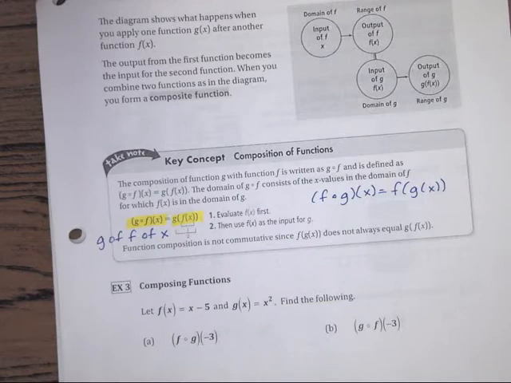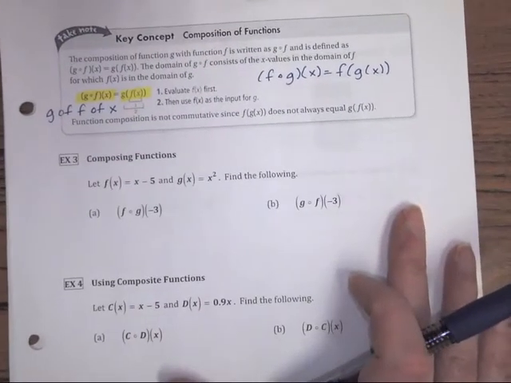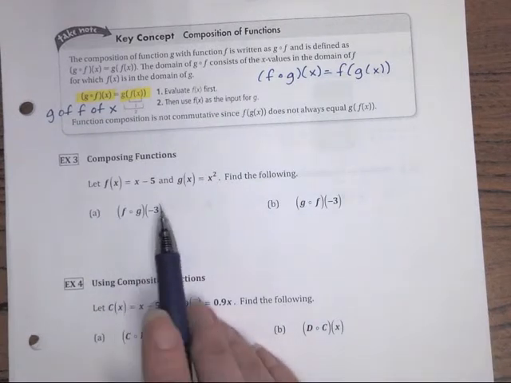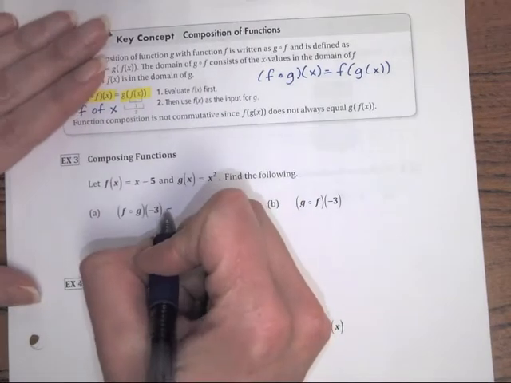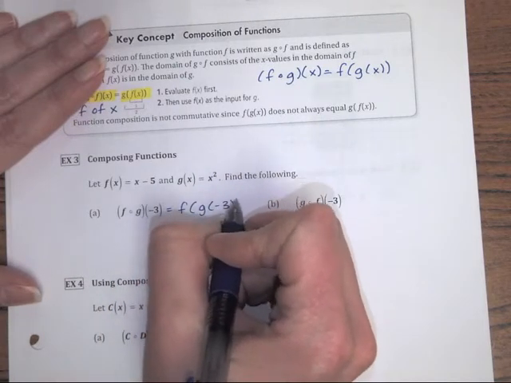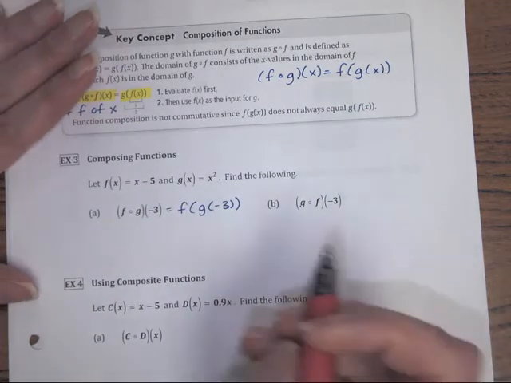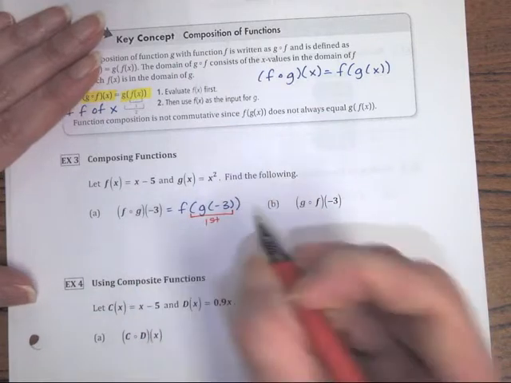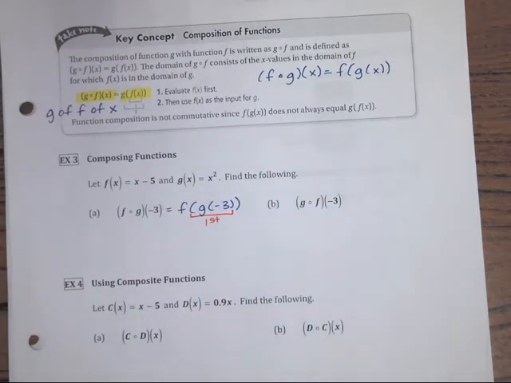First of all, we're going to do this with numbers, which is easier. And once we do it with numbers, we're going to do it with variables, which is a little bit harder. All right, so let's go down here to example 3. This is f of g of negative 3. Here's how we can rewrite this. We need g of negative 3 first. We need to know what that is.